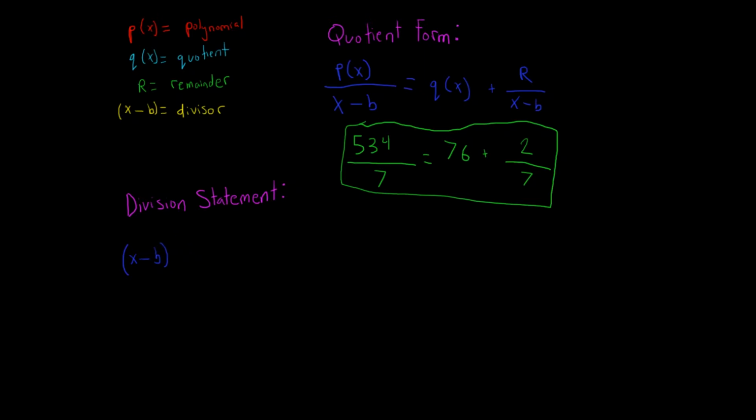x minus b times q of x, plus the remainder, will be equal to the polynomial. So for this one, we know x minus b, the divisor, was 7, so 7 times q of x, our answer, the quotient, was 76, plus the remainder, we know the remainder was 2, will be equal to 534, because that was the polynomial.